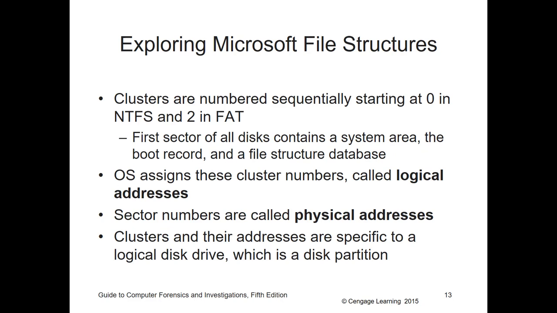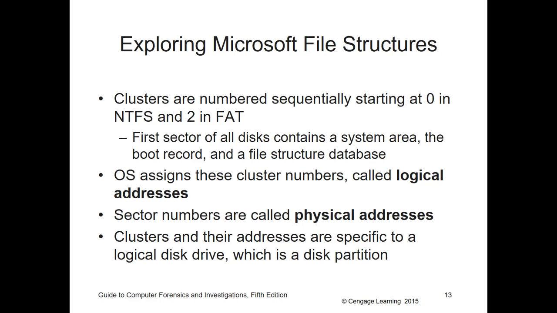When we're looking at clusters in Microsoft structure, we start numbering clusters with 0 if we're using NTFS. If we're using FAT, we start numbering them at 2. Basically, think of a giant index, like a library index system. The first sector of all disks contains a system area, the boot records and the file structure database, all of which we don't get to touch. OSs assign these cluster numbers called logical addresses. That way we can start referring to data and saving data to these logical addresses that do correspond to a sector number, and the sector numbers are also physical addresses. So we don't get to touch the sector numbers. But when we're setting up an operating system, it actually masks the individual physical addresses with a logical address.